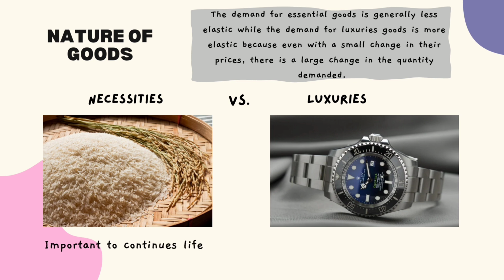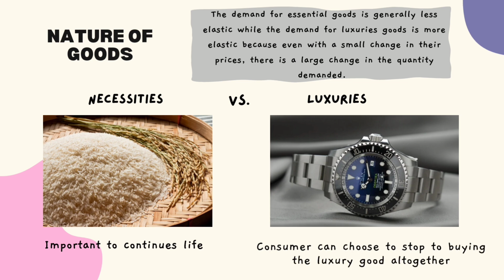continue life. For luxurious products such as a Rolex watch, if the price of the watch increases, the quantity demanded decreases larger than the increase of price. Consumers can choose to stop buying the luxurious good altogether. This means a Rolex watch is more elastic than rice.